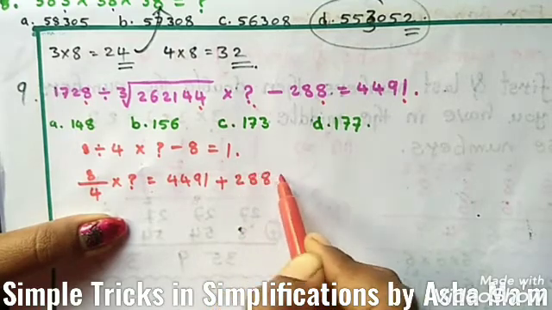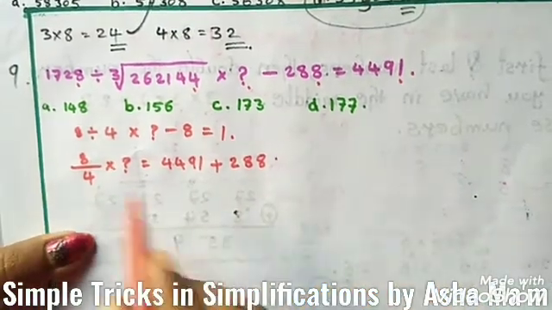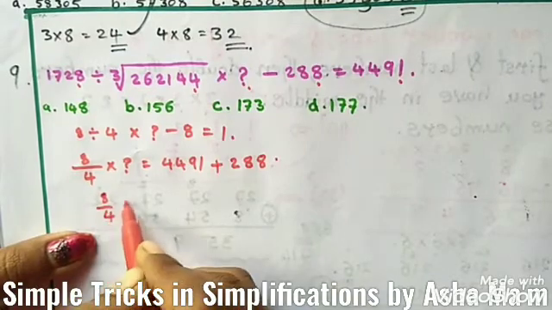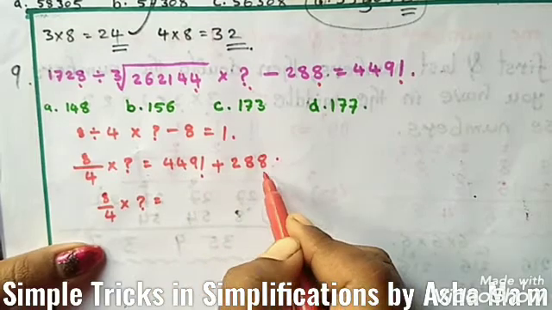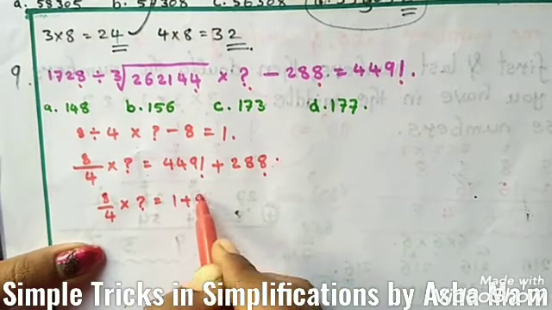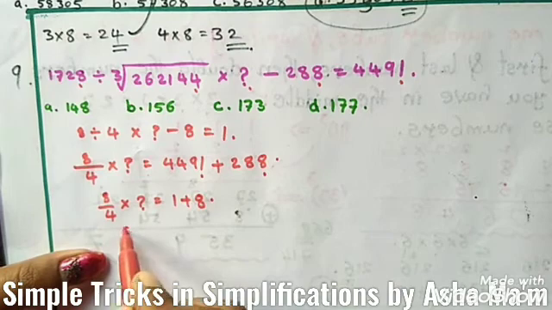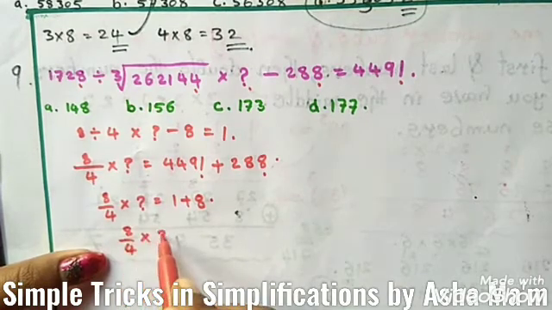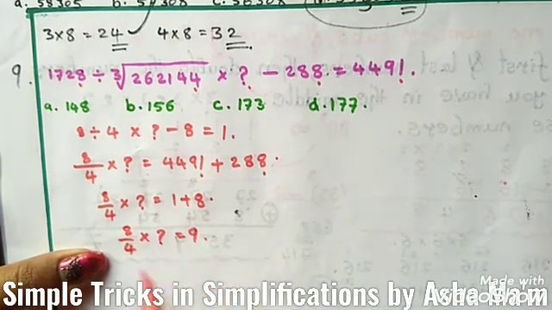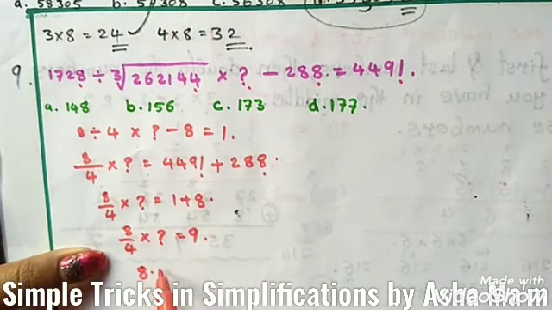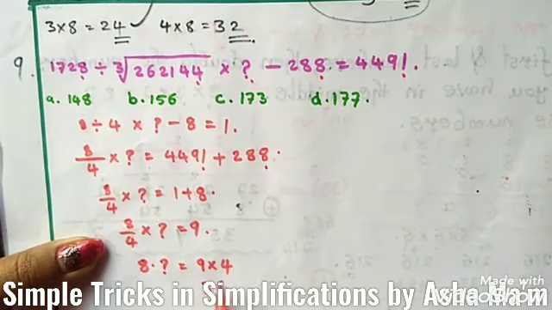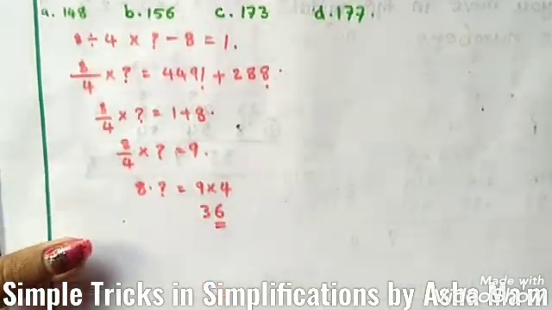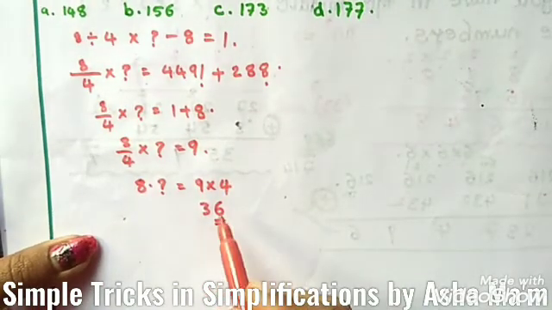plus 288. Now simply 8 by 4 into question mark is equal to, here is 1, here is 8. So 1 plus 8, that should be 9. So 8 by 4 into question mark is equal to 9. Here 8 into question mark is equal to 9 into 4. 9 fours are 36. Here is 6 in the units place.